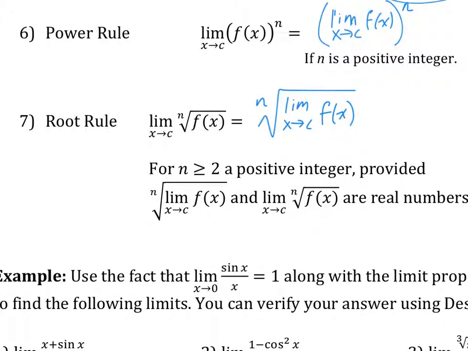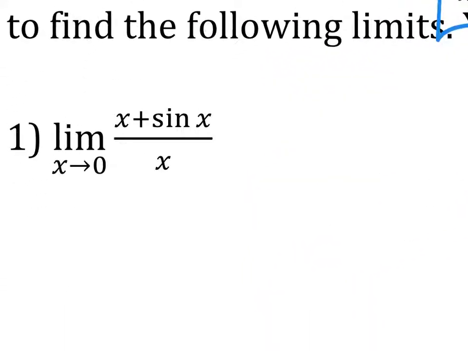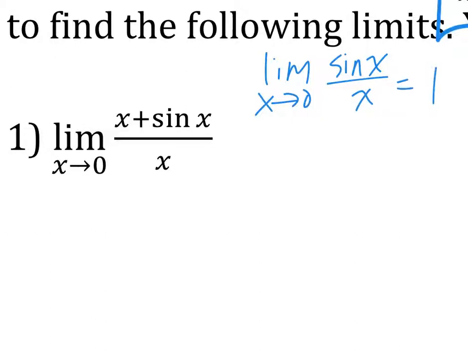For example, use the fact that limit as x goes to 0 of sine x over x is 1. Find the following limits. So there's this fact that we need to use. The fact is limit as x goes to 0 of sine x over x is 1. How do we solve this problem? This problem is very complicated. If you put in 0 right now, you're going to have 0 plus 0 over 0. So that's not going to work.